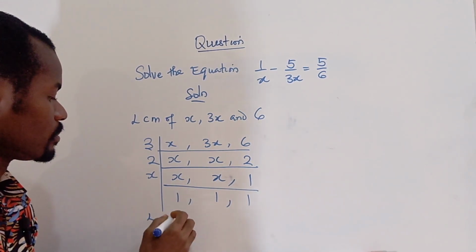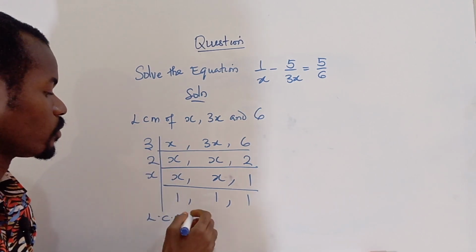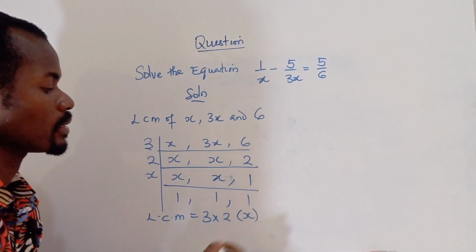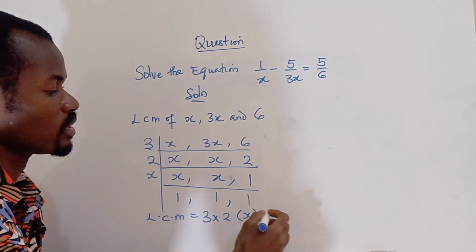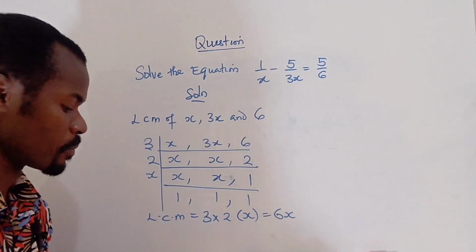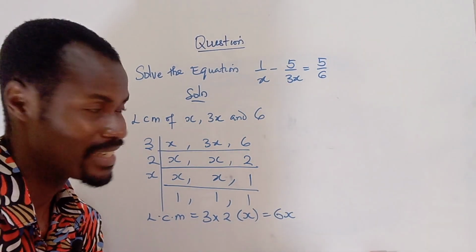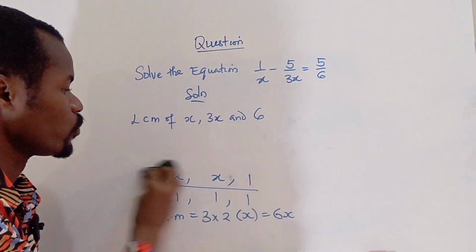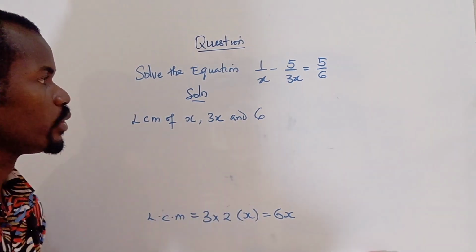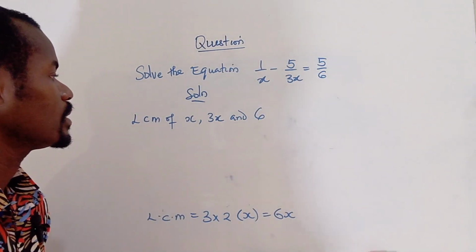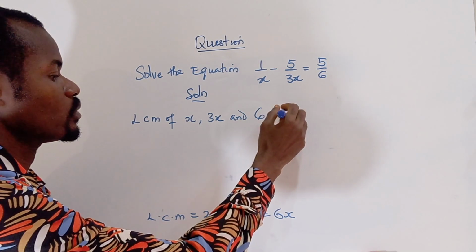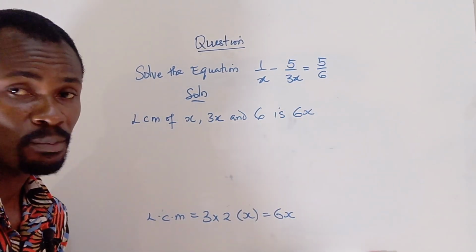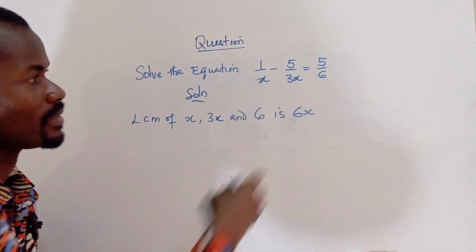Now, our LCM is going to be the product of 3 times 2 times x. So 3 times 2 is 6, so we have 6x. Now that we have gotten 6x as our LCM, the next simple step is we are going to multiply the whole expression by this. So the LCM is 6x. We are going to multiply all through by 6x.